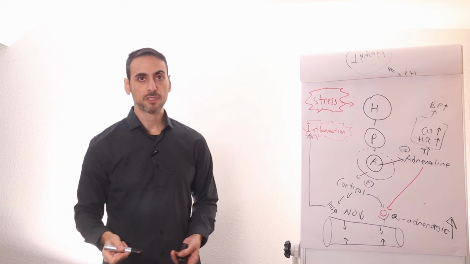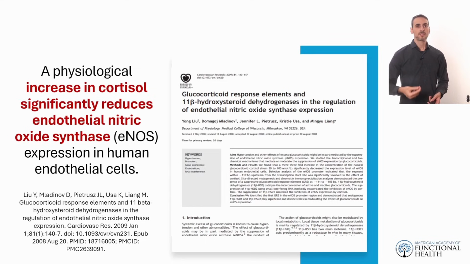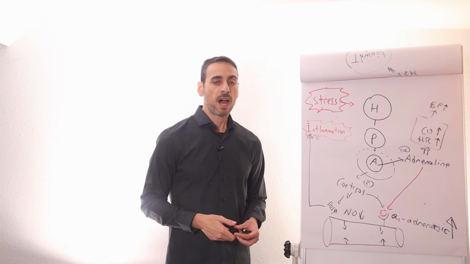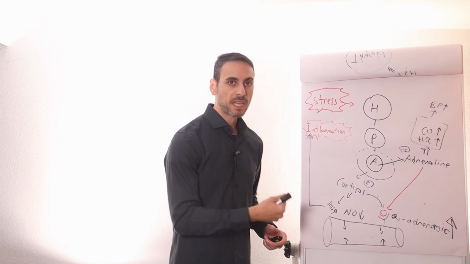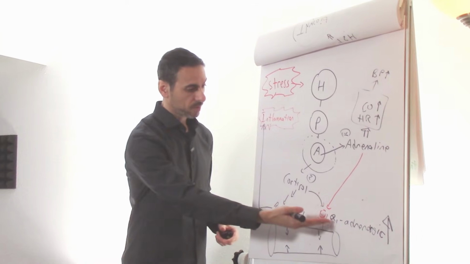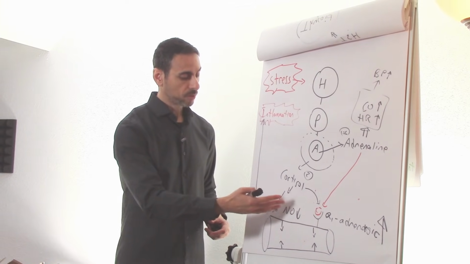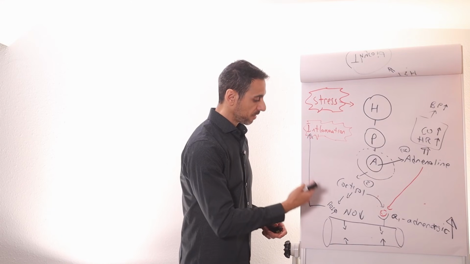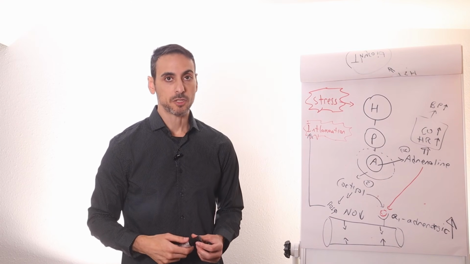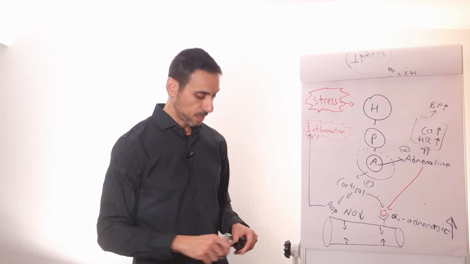Let's take a look at this interesting study that reported that a physiological increase in cortisol significantly reduced endothelial nitric oxide synthase expression in human endothelial cells. So this was so far the impact on our vascular system, right? Through the impact on the receptor, through the impact on nitric oxide production, and the elevation in reactive oxygen species. Now, another mechanism is through the regulation of the immune system.